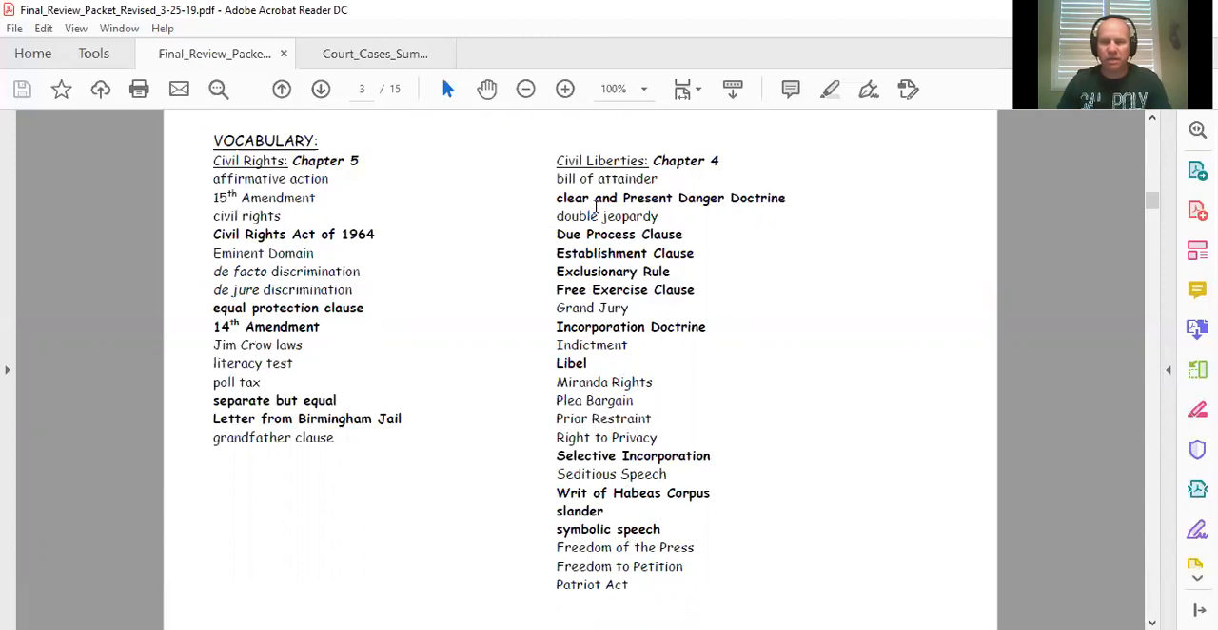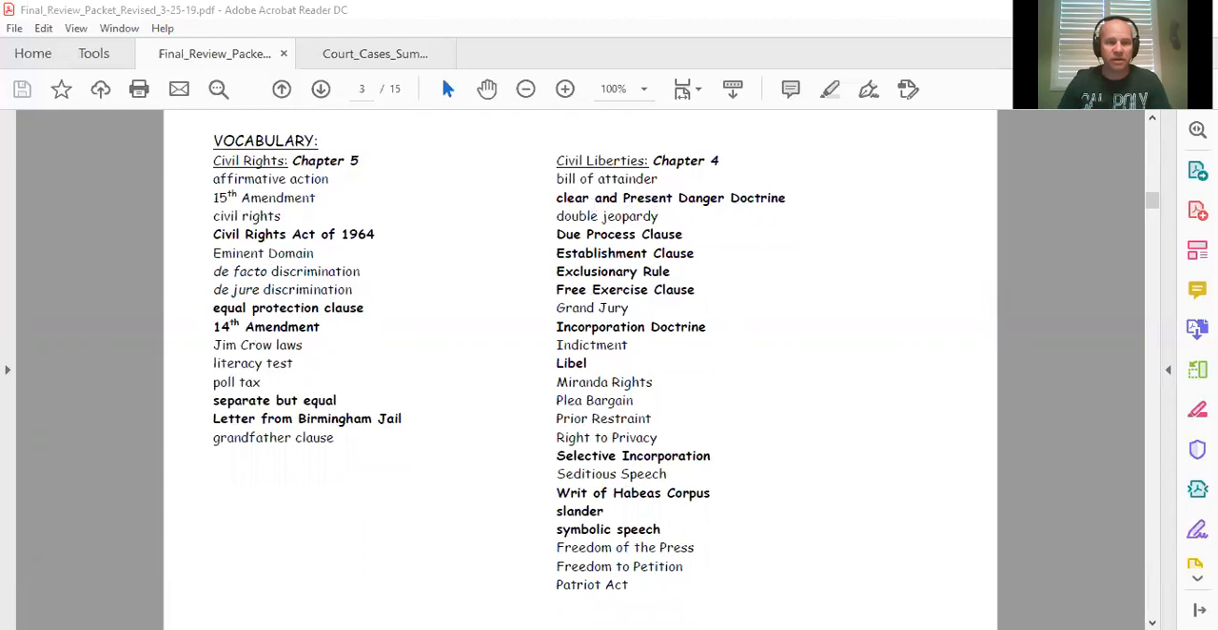So, clear and present danger doctrine. Well, let's start off with Bill of Attainder, which just says the government can't issue a punishment without giving you a trial first. The government can't arrest you and say we give you 6 years in jail. They have to give you the right to a trial first. Clear and present danger doctrine. Let's see if any of you remember what court case that came from.